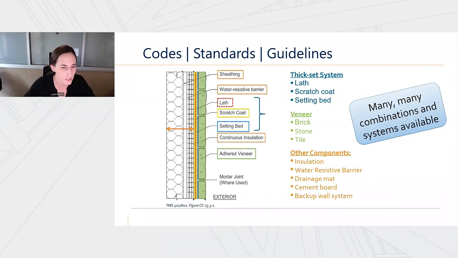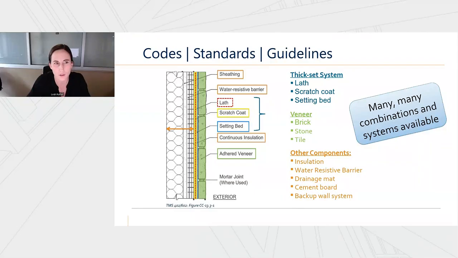So to set the stage, I know Renae went through some of these different elements of a traditional wall assembly, but I extracted this wall section from the TMS code, and it represents a traditional assembly that incorporates an adhered veneer system. So I've broken it out into 3 categories. You've got your thick set system, which includes a metal lath, a scratch coat, and a setting bed. There is a thin set system available, and that's when you can eliminate the lath and the scratch coat.